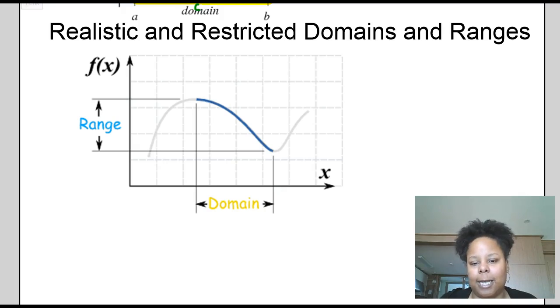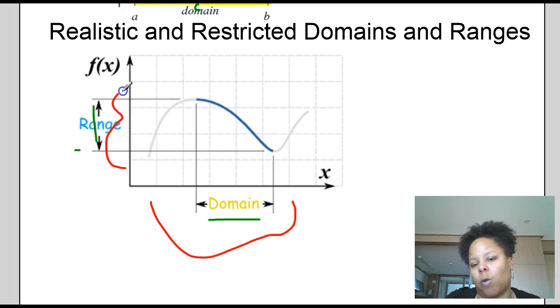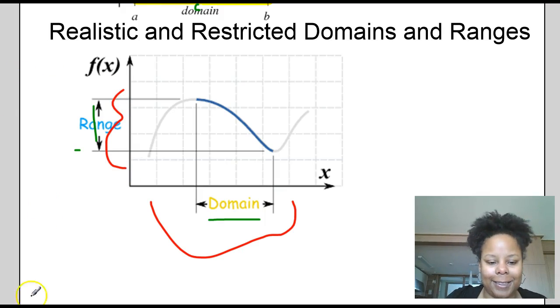So in this particular example, the domain is restricted, even though we can continue the graph going on right here. We'll take a look more at that in class. I just wanted to give you an idea about what a restricted domain and range would be. In this case, this is the restricted domain, and this is the restricted range, even though the real function has a domain that's wider than that, and a range that's wider than that. Okay, that's it.